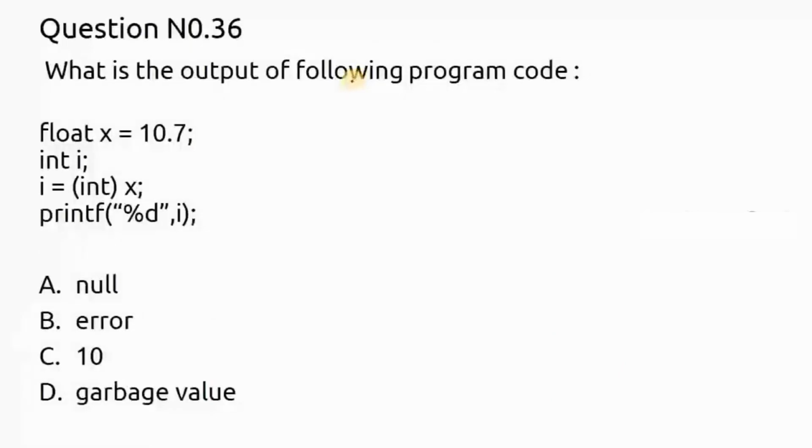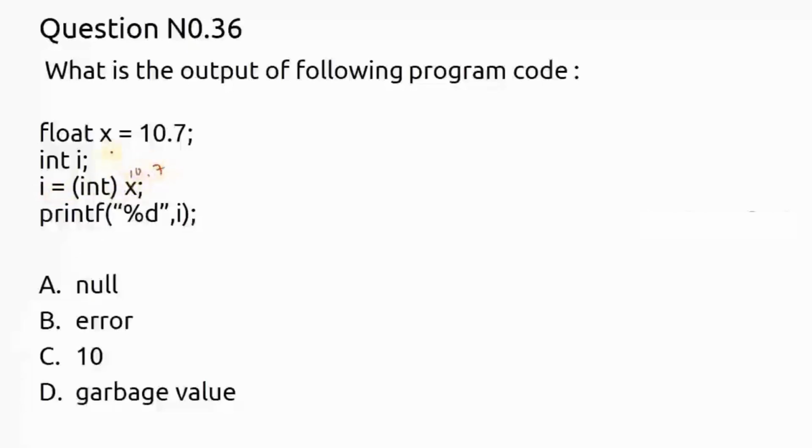Coming to question number 36. What is the output of the following program code? Here x is initially 10.7, which is a float value. It is declared as float, and an int variable i is declared. Now I am assigning this float value to the integer. What happens? x is initially 10.7.